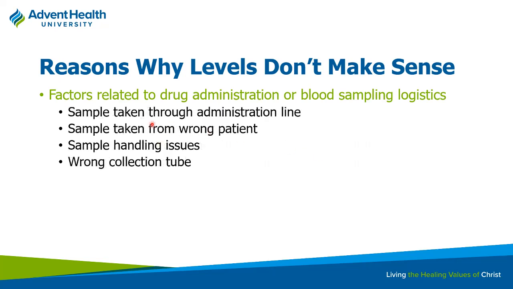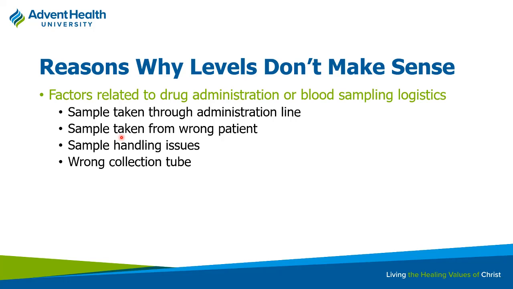So as I mentioned, a sample taken through the administration line is a no-go. Obviously that's incorrect because the level is going to come back too high. Do you think samples are ever taken on the wrong patient? Occasionally. It's not super common, but they'll have a patient getting vancomycin and the level comes back 0. And you're like, well, it can't be 0. Obviously the nurse must be giving the drug, right? You can't just have that good of kidneys and be clearing it all. But remember in the NICU where they put baby A in bed B and baby B in bed A? Things like that can get screwed up more frequently than you might think, right?